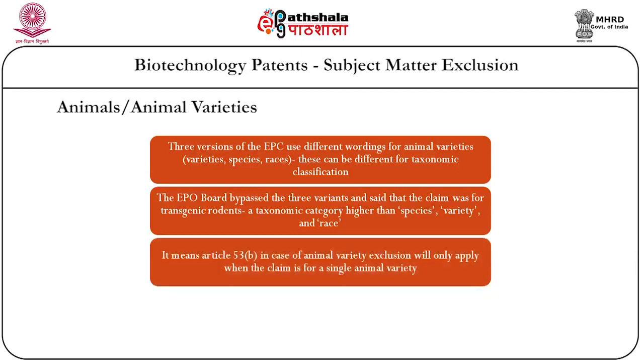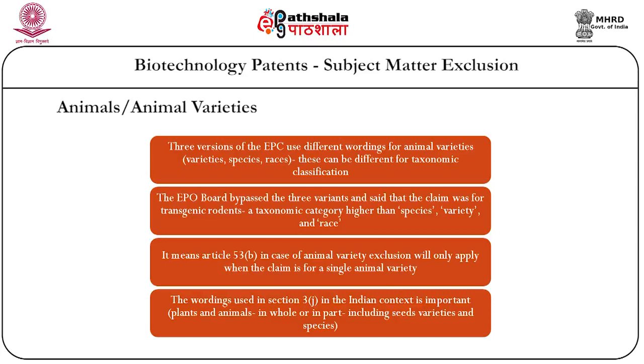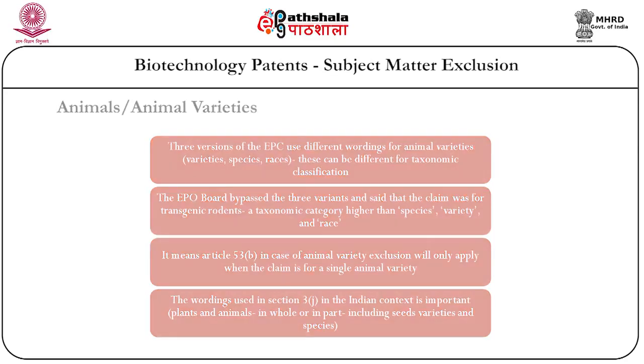It means Article 53b, in case of animal variety exclusion, will only apply when the claim is for a single animal variety. Now, the wording used in the Indian context, as we shall see in section 3J, is important because plants and animals in whole or in part, including seeds, varieties, and species, are excluded from the Act. And we shall see what can be the consequences of the application of this decision in the Indian context.